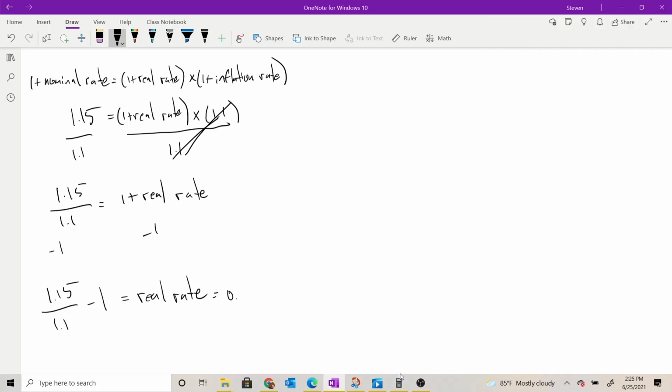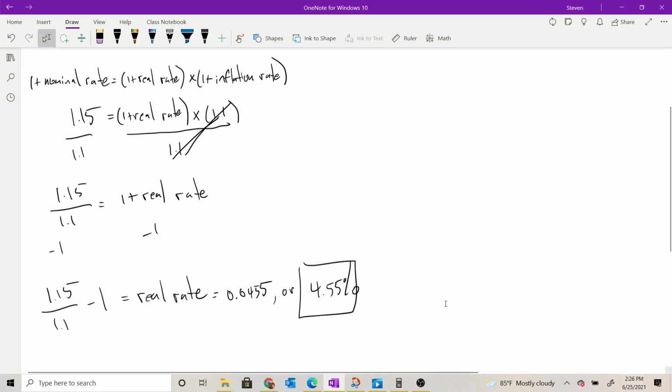Which is expressed in decimal format because we converted all the other rates to decimal format. And so if we want to look at that in percentage terms, that is 4.55%. And that is our change in purchasing power.